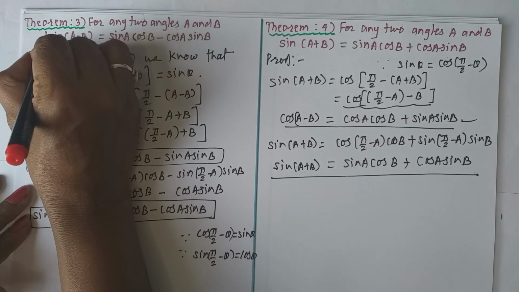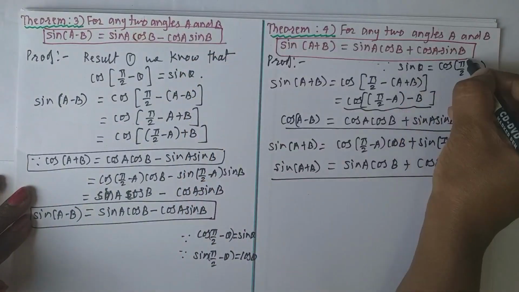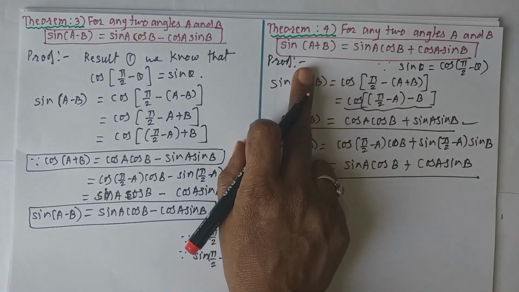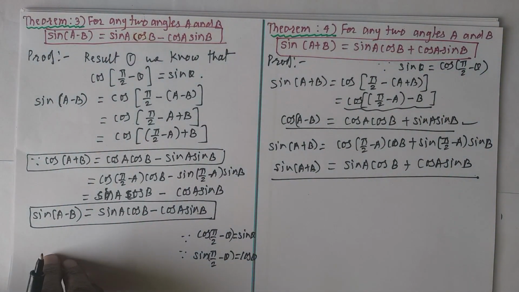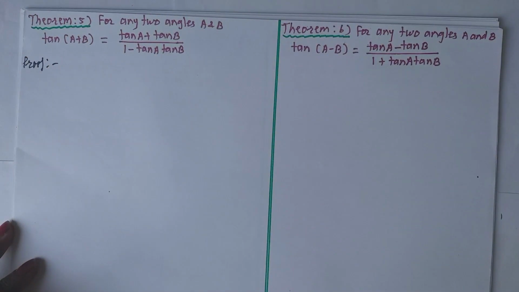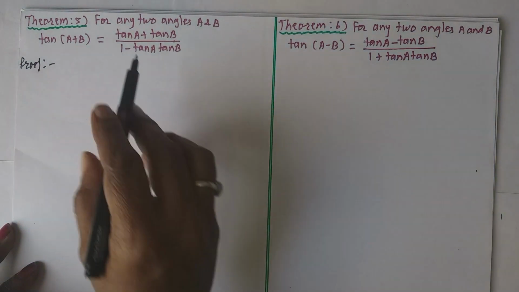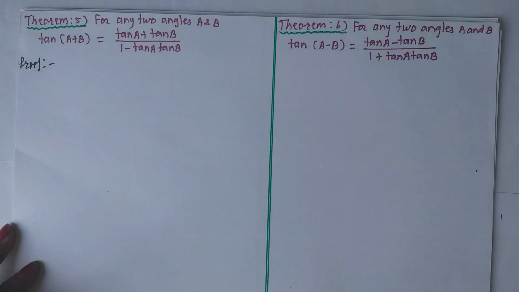Okay, again we have to remember these two as formulae. These are the formulae for sin(A + B) and sin(A − B). In a similar way we will prove our next theorems. Let's see. Here we have to prove for any two angles A and B, tan(A + B) is equal to (tan A + tan B) divided by (1 − tan A tan B).